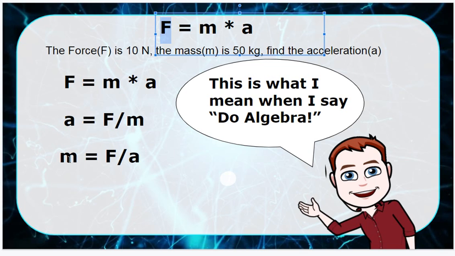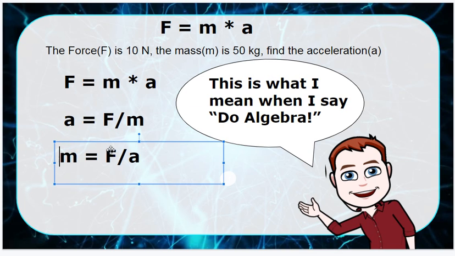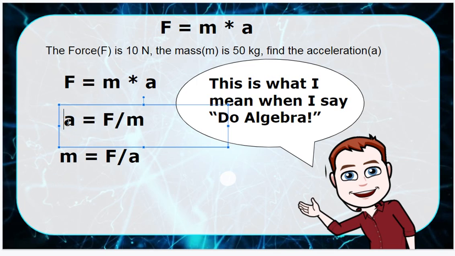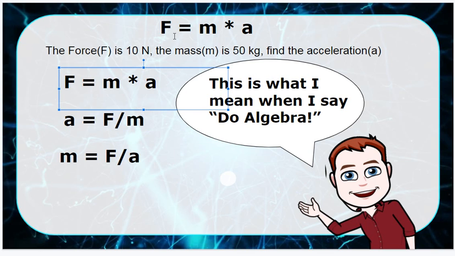If you want to find mass, okay, from this equation, all you do is divide both sides by a. Divide this side by a and divide this side by a. And you get an equation, mass equals force divided by acceleration. So I don't need to give you these equations. You can figure them out from this. If I give you one equation, you automatically know 3 equations. I hope that helps.